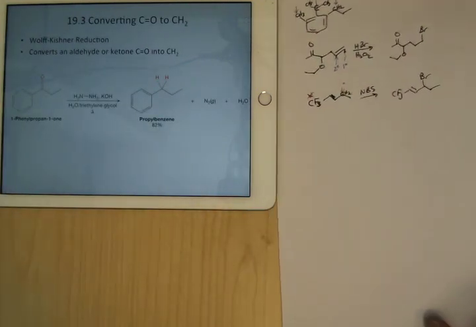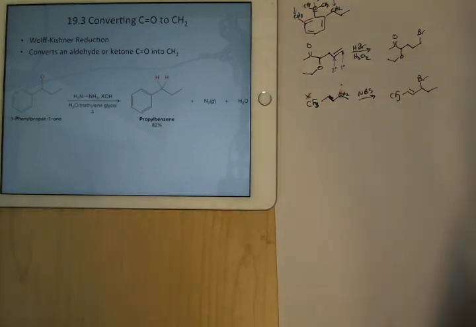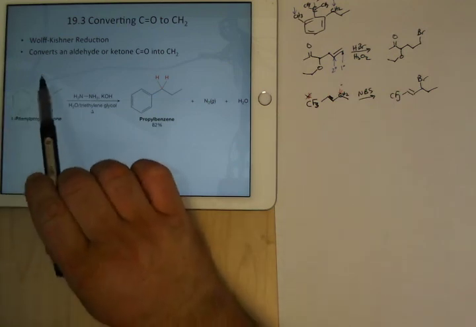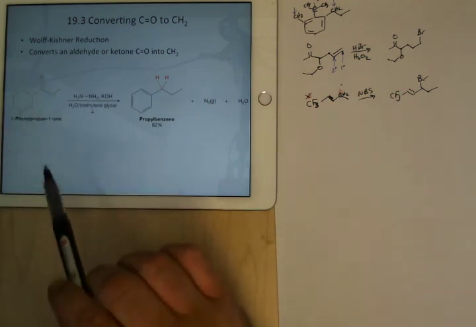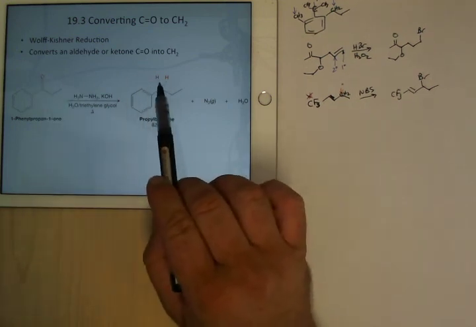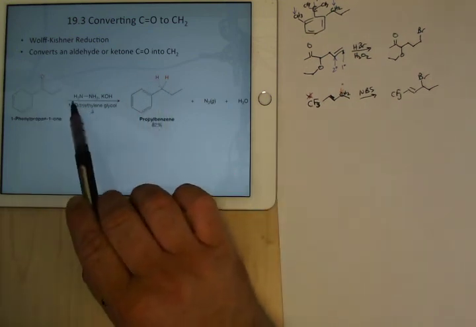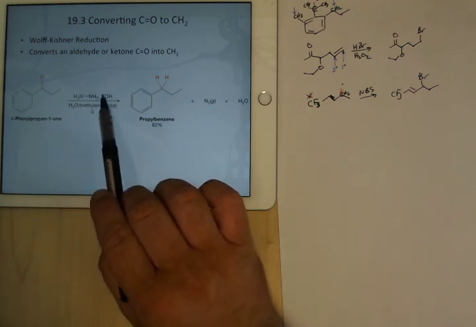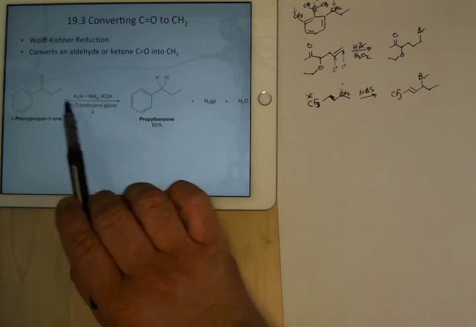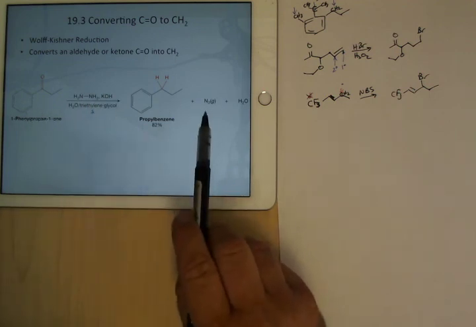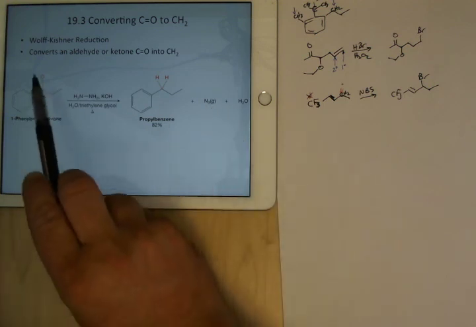Okay, so the next thing I want to talk about is what's called the Wolff-Kishner reduction. What it does is it blows apart the oxygen, the C double bond O, from an aldehyde or ketone. It destroys it and just converts it into a CH2. This is done with hydrazine, NH2NH2, in the presence of KOH. You heat this up and away it goes, because you end up releasing nitrogen gas, which is the big driver for this.